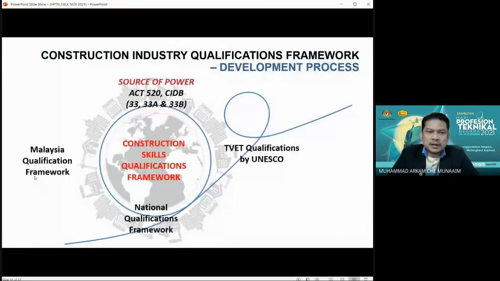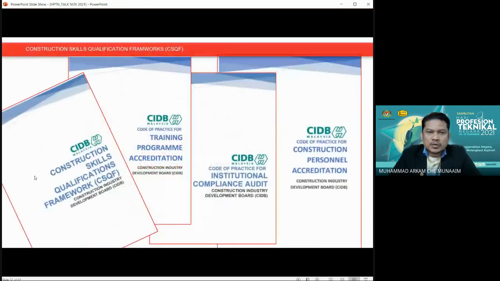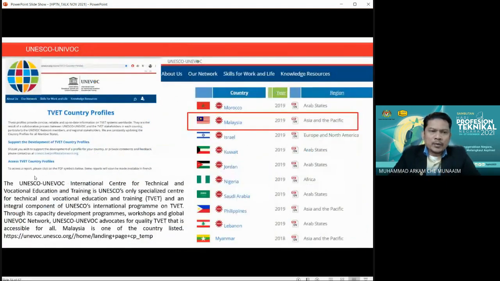This is actually being conducted by universities in Malaysia as well. These are the qualification framework documentation: the construction skill qualification framework, SQF, training program accreditation, institutional compliance audit, as well as construction personnel accreditation by CIDB Malaysia. These are the CSQF documents serving as a manual for the accreditation process from CIDB Malaysia. And we can see the TVET country profiles here for Malaysia.